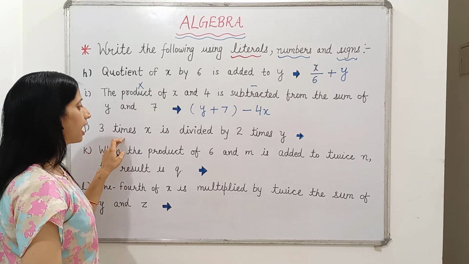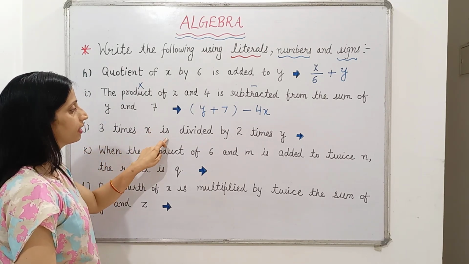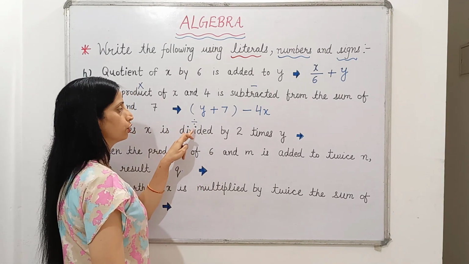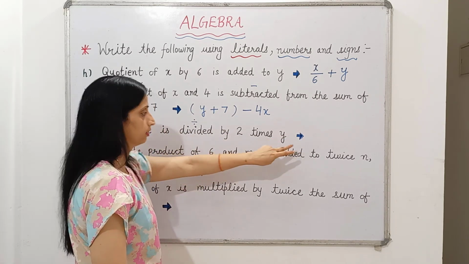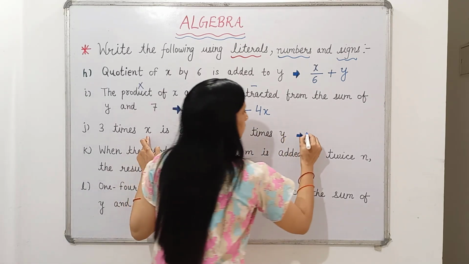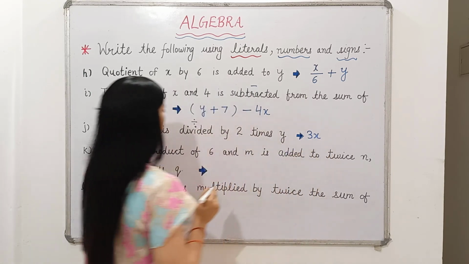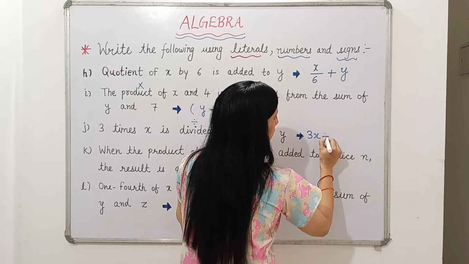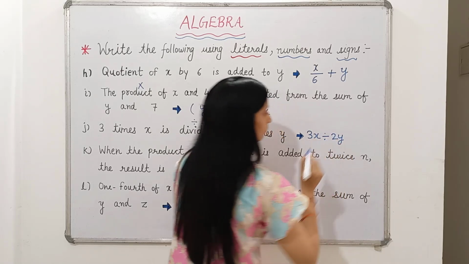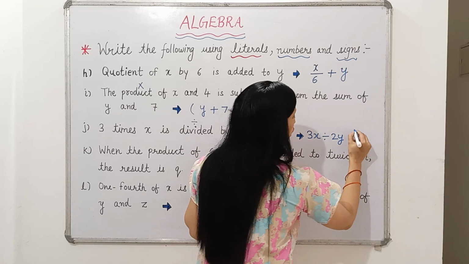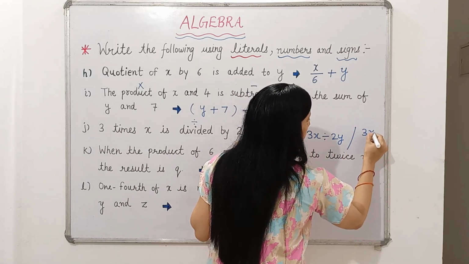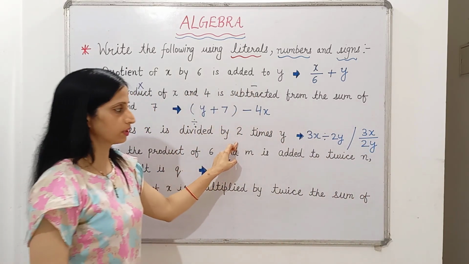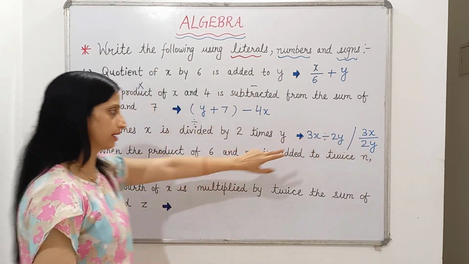Next is 3 times x, 3x, is divided by. You can put the symbol of division or you can simply write it in the form of upon. So 3 times x we can write as 3x is divided by 2 times y. You can write it like this, or you can write 3 times x is divided by 2 times y. By both ways you can write, it will be correct.